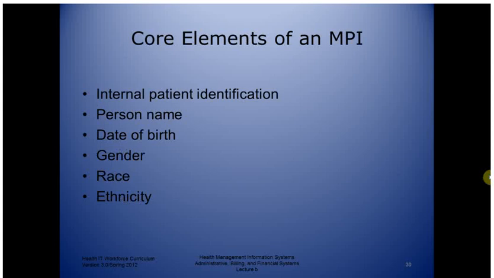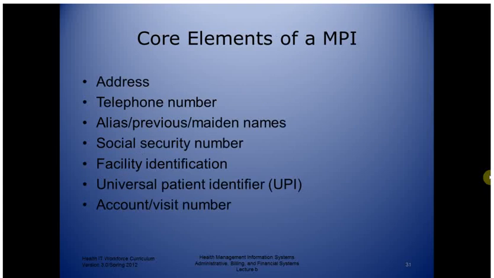Some core elements of the MPI are going to include these things, which also, anybody recognize them? Meaningful use. These are the things we're being asked, right? Their sex, their gender, their ethnicity. And there's the UPI. So do you see the difference? The MPI has all that data, including the actual identifier that makes them unique.